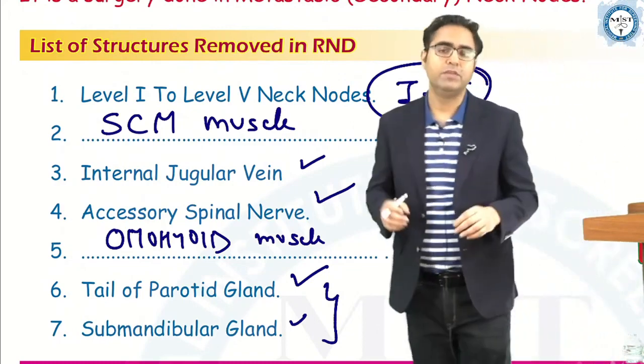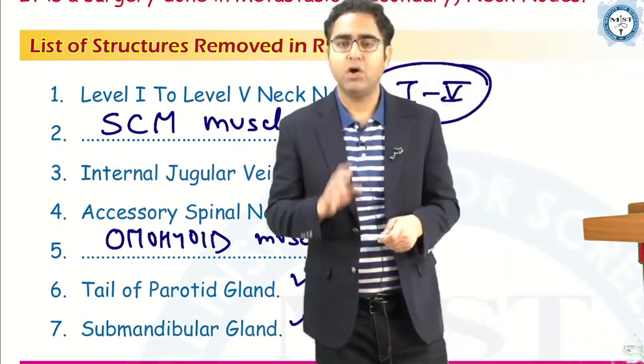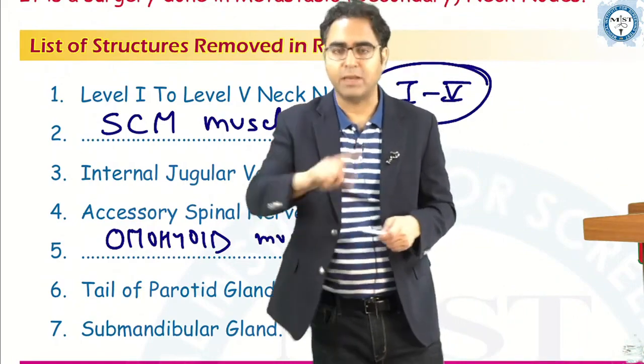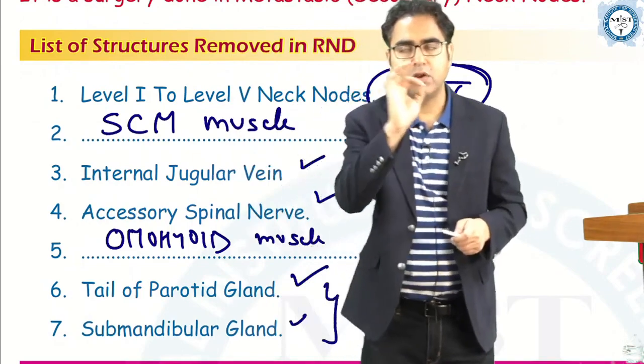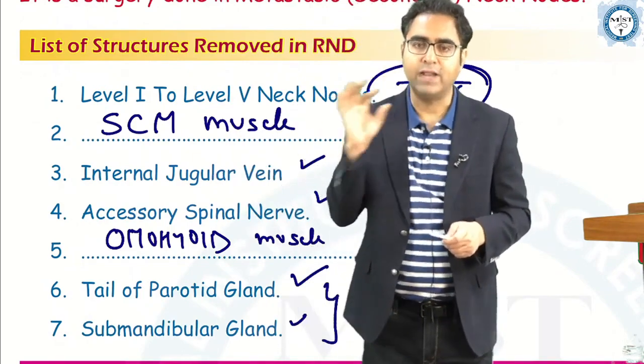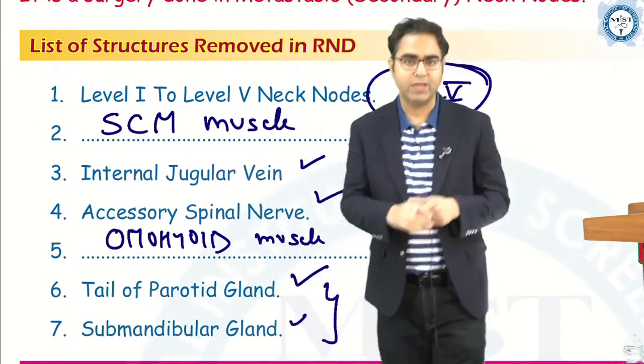This question comes in general surgery. They say all of the following are removed in RND except. So you should know all. 2 muscles are removed, beta: sternocleidomastoid and omohyoid. Okay, fine.